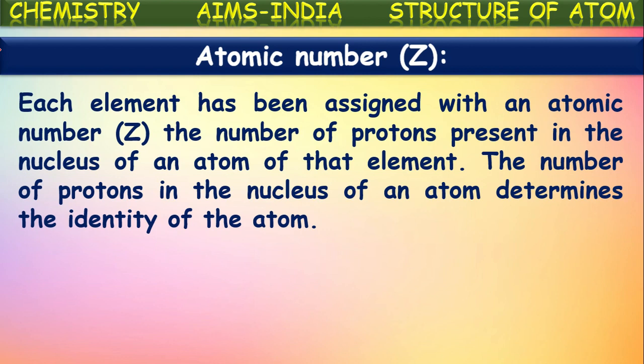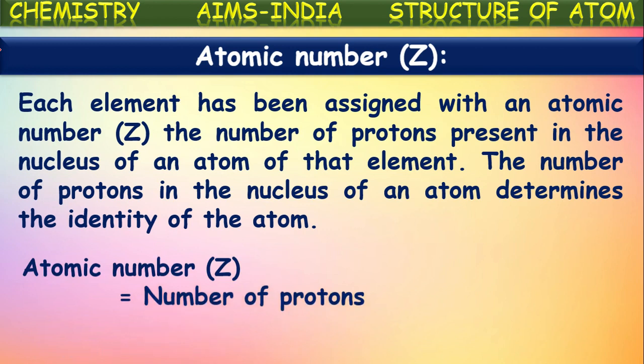The same number is given as its atomic number, because for each and every element, the number of protons in the nucleus of its atoms determines its properties, like the identity of that atom. It is denoted with the symbol capital Z. So now we can say atomic number Z is equal to number of protons.